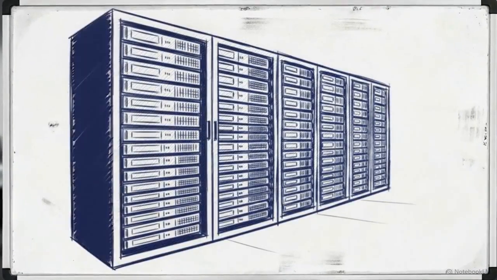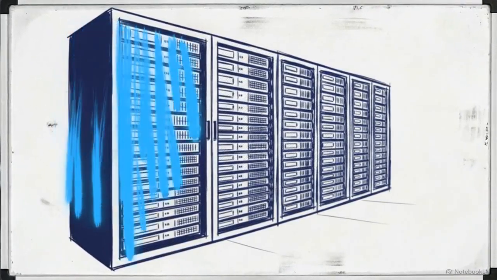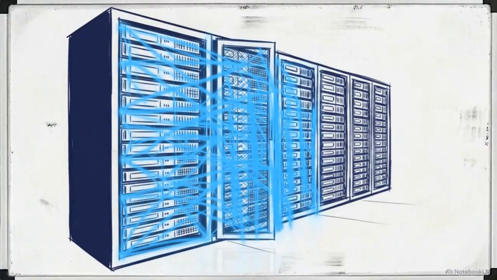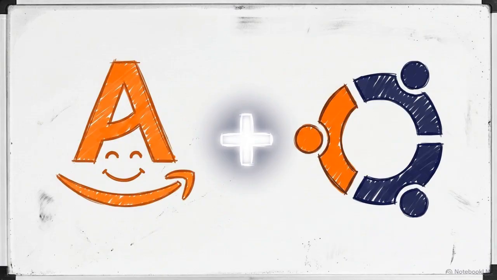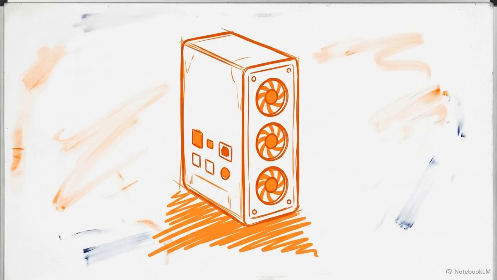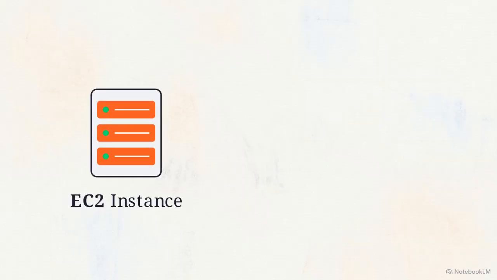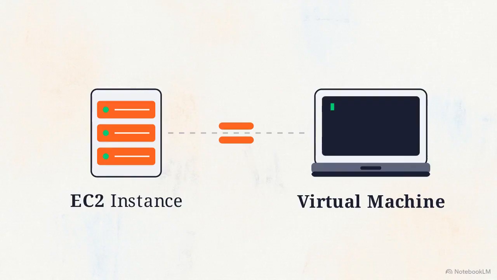Today, we are taking you on a journey from having zero infrastructure to a fully functioning cloud server. Specifically, we are going to deploy a free Ubuntu virtual machine using Amazon Web Services. In the Amazon ecosystem, they use the term EC2 instance. Whenever you hear that phrase, know that it simply means a virtual machine.